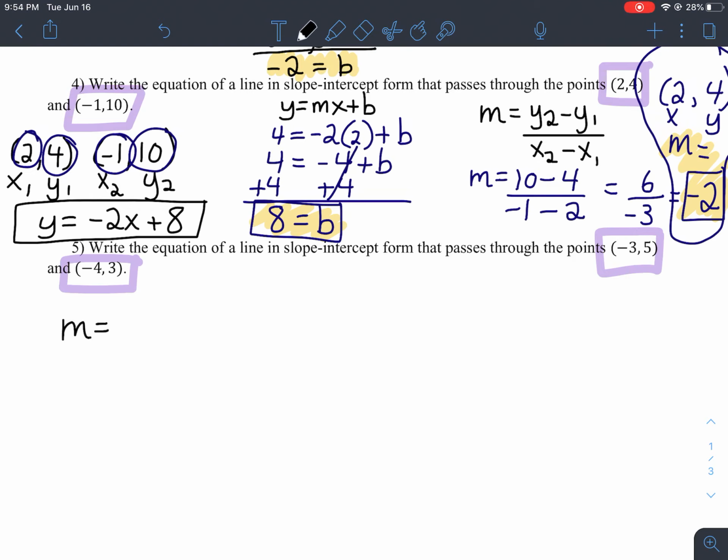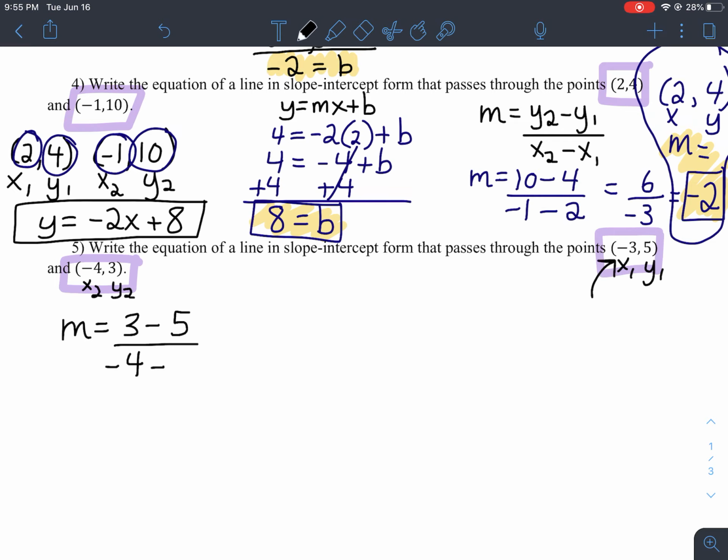So to find slope, we're going to do y2 minus y1 over x2 minus x1. It doesn't matter which one you call x1, y1, and which one you call x2, y2. I'm just going to do x1, y1 with this point, and x2, y2 with this point. So y2 is 3, minus y1 is 5, and our x2 is -4, minus our x1.